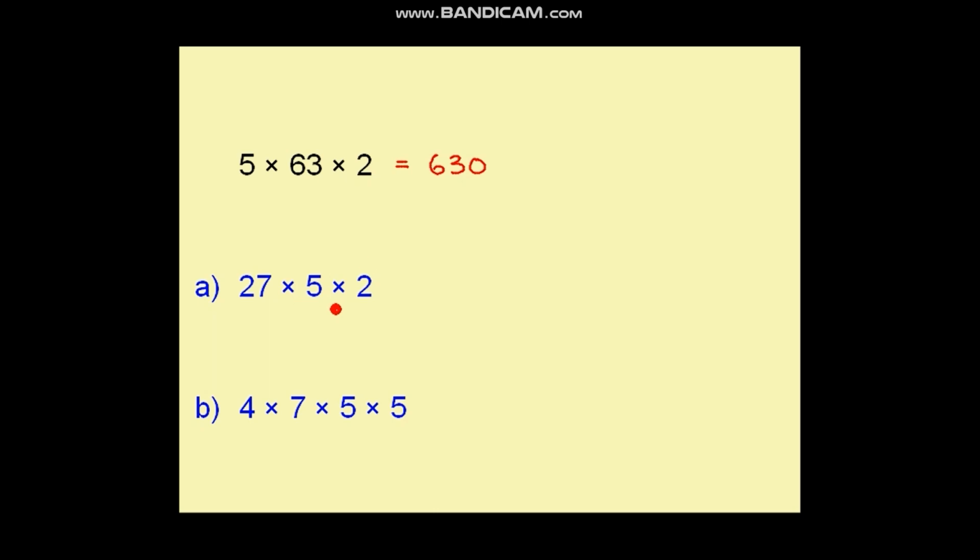For A, we'd do 5 times 2, which is 10, and then multiply that by 27 to get 270. For this one, I'd start with 5 times 5, which is 25, then times that by 4 to get 100. Now I just need to times by 7, and that's 700. We're going to be using this idea that you can do multiplication in any order to help us with the rest of this clip.